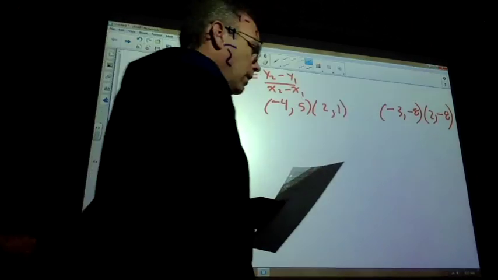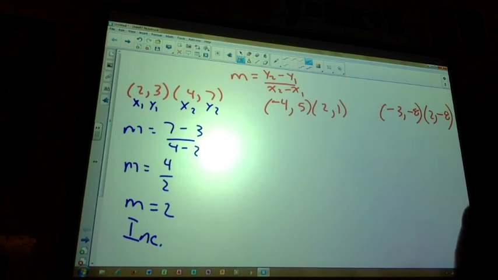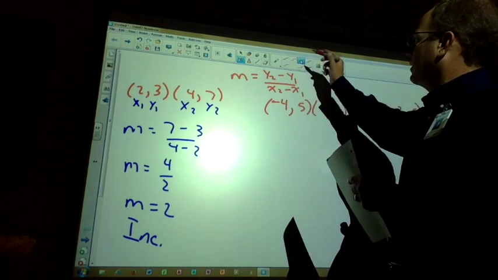For this one, I didn't actually solve. I just used a graph paper. Oh, okay. And then you just said if it's increasing or decreasing. Yeah. Sweet. I like it. That's definitely another way to do it.